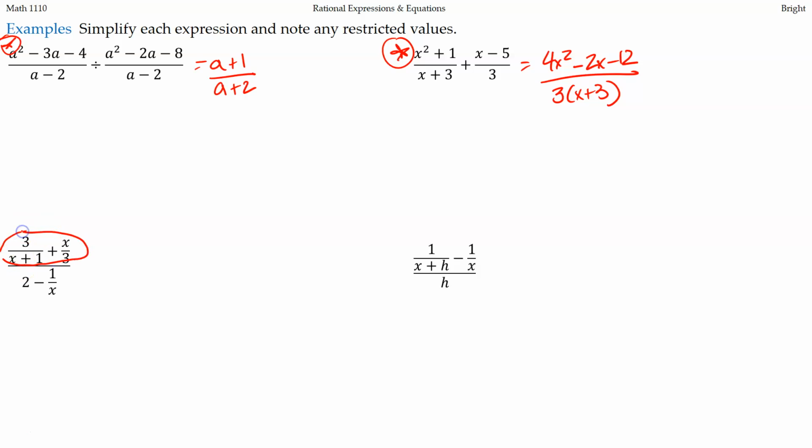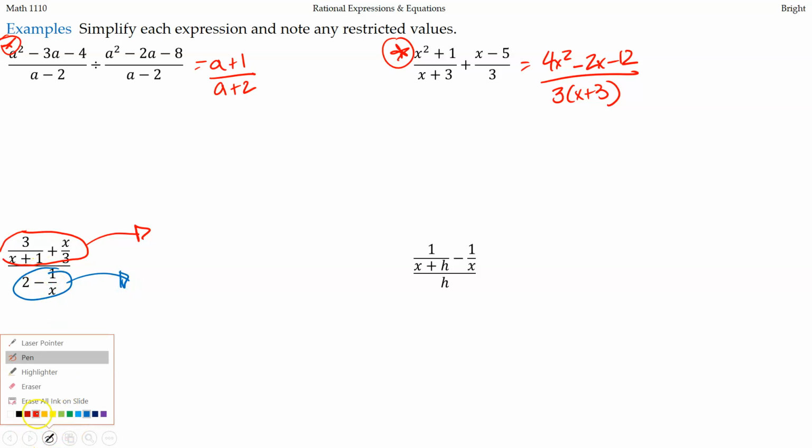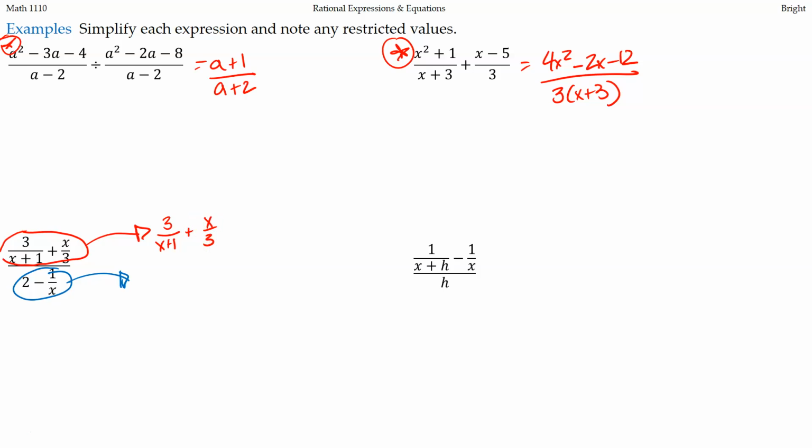I'm going to do the numerator first. I'm going to do that work over on the side, and then subsequently, I'm going to do the denominator off in a different region. And then, again, I'll combine them, okay? But let's focus on one problem at a time. So let's look at the numerator. If I look at 3 over x plus 1 plus x over 3, that's easier for me to work with, because all I know I have to do is find a common denominator and add them.